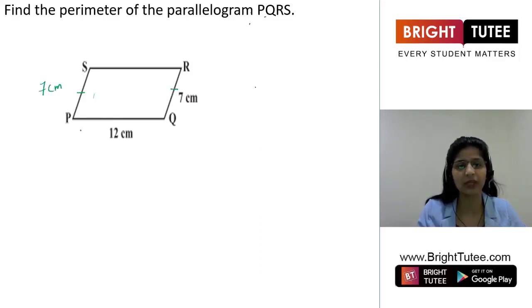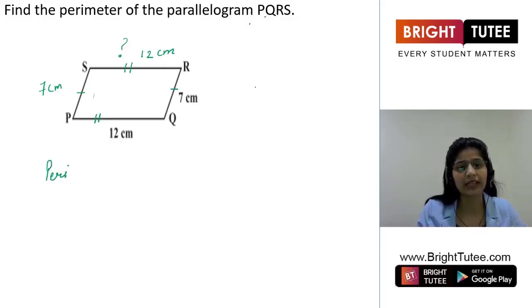Right, so these two will be equal. If PQ is 12 cm, what will be the measurement of SR? Just think carefully. This is the opposite side of PQ, and because it is a parallelogram, it will be equal. So if this is 12, SR will also be 12 cm. And what do we mean by perimeter? It is the measurement of the boundary, right? That means we are going to add these four sides.